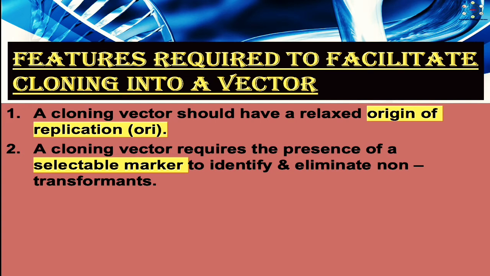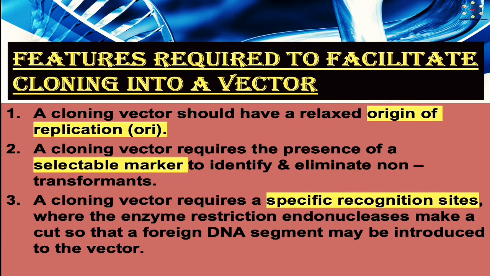Plasmids are characterized to possess some important genes like the antibiotic resistance gene, genes for production of toxic substances, genes for tumor formation, and genes for N2 fixation, etc. That means nitrogen fixation. These genes may act as selectable markers in transformations. A cloning vector requires specific recognition sites where the restriction endonuclease enzymes make a cut so that a foreign DNA segment may be introduced to the vector. This property helps a vector to act as a trusted cloning vehicle during gene transfer in genetic engineering.